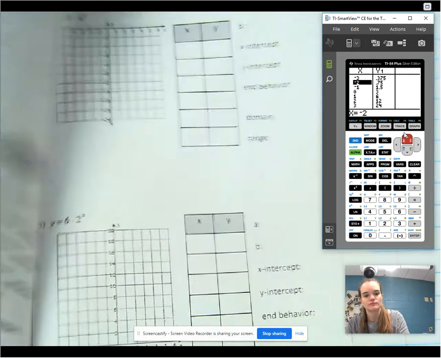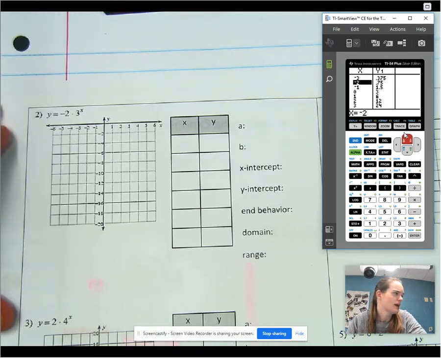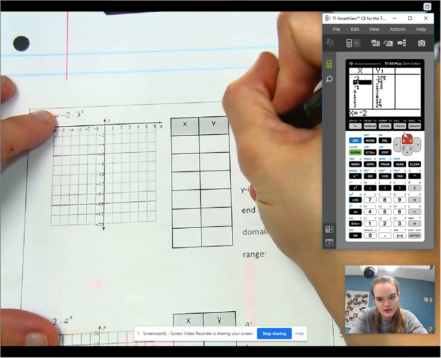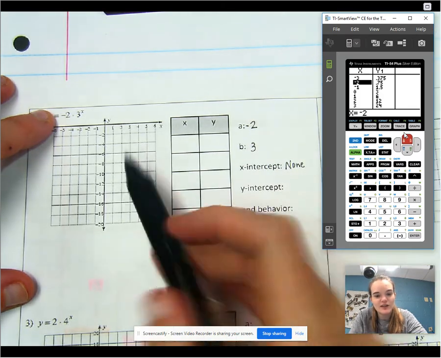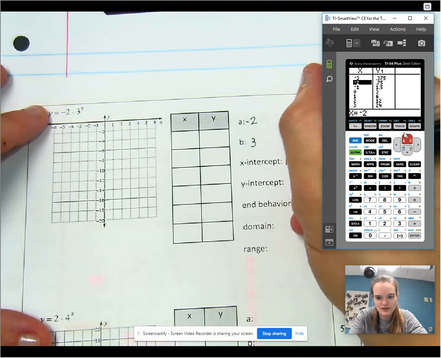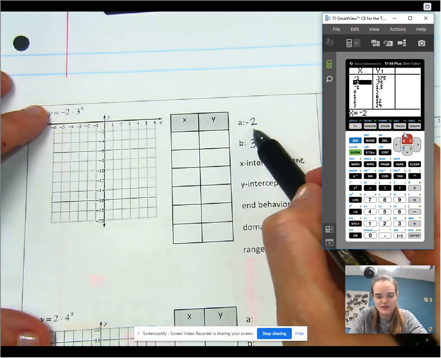Number 2. A is -2, B is 3. X-intercept: none. If it doesn't have plus or minus, it's none. The y-intercept is 0, -2. I know that because that's what A is.